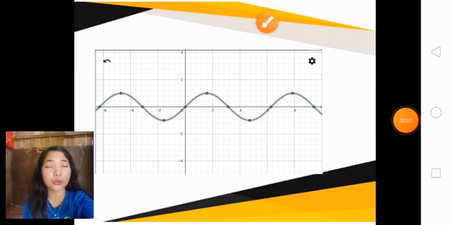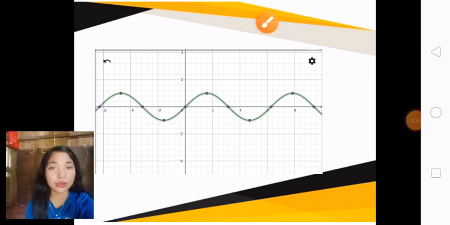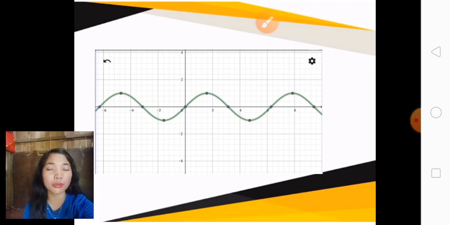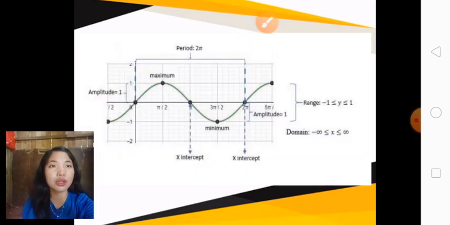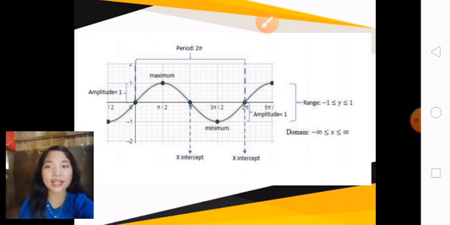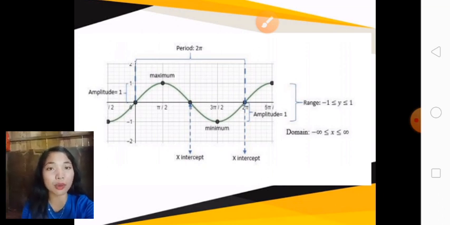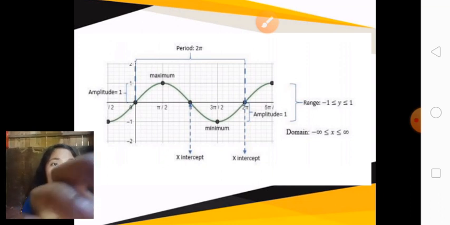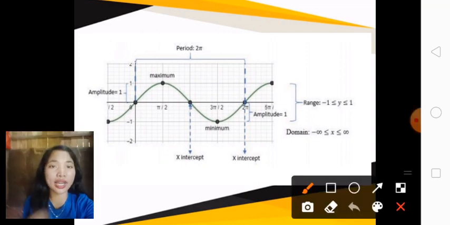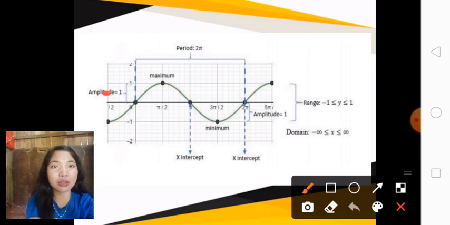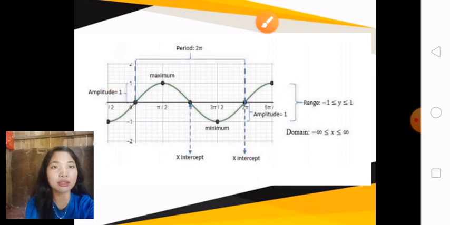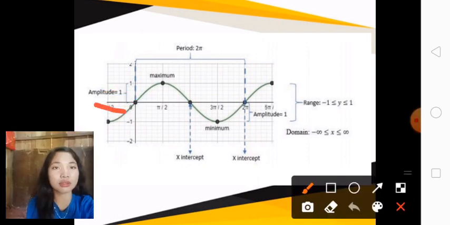So now we are going to determine the amplitude, period, maximum, minimum, and range of our graph. Amplitude is the distance from the x-axis going to the maximum point, or from the x-axis, the horizontal line, going to the minimum point. So the amplitude of y = sin x is 1.